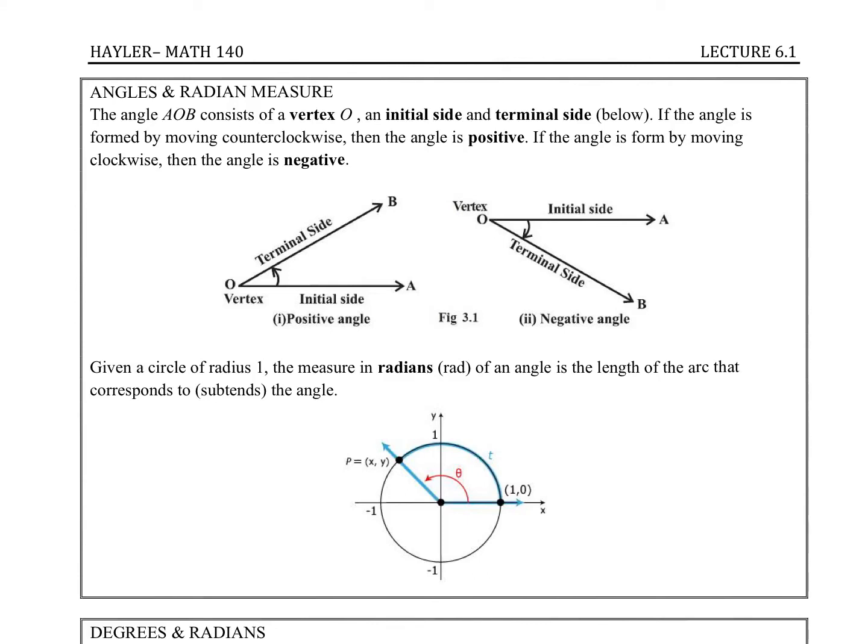Welcome to lecture 6.1. We are now looking at angles and radian measure. If we have an angle called AOB, let me indicate where that angle is. Angle A, then we go to O, and then to B, consists of a vertex, which is that main point right there, O, an initial side, right here, and a terminal side.